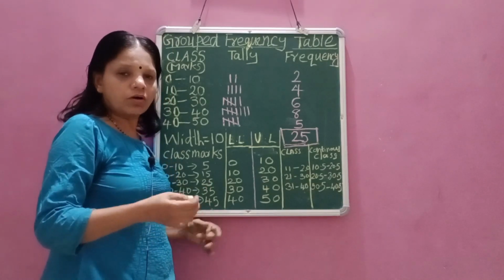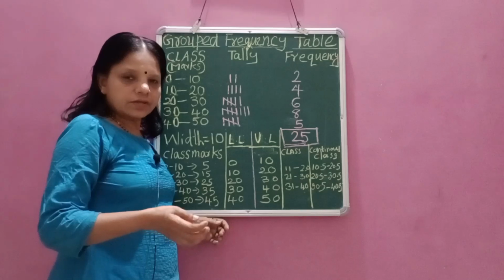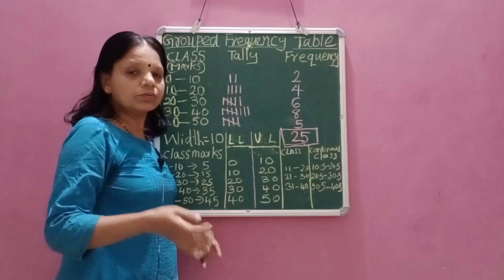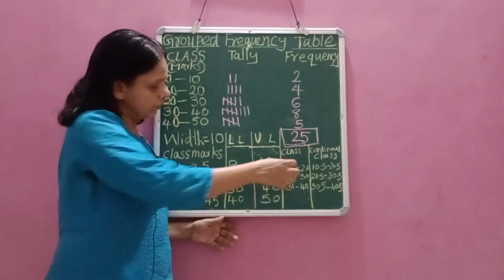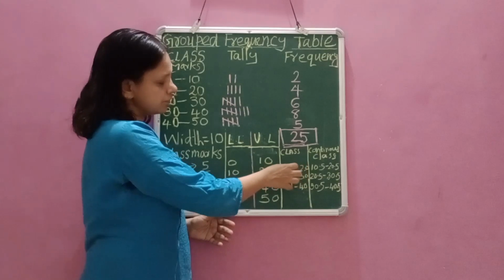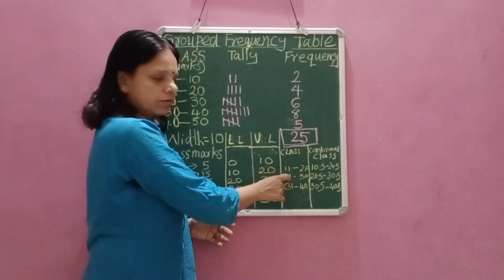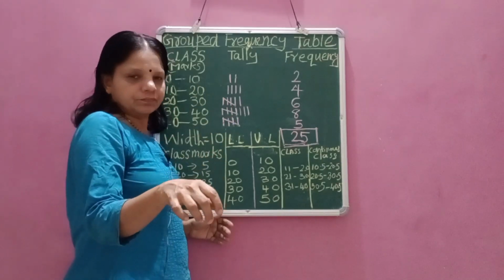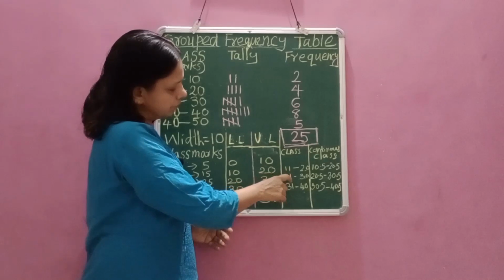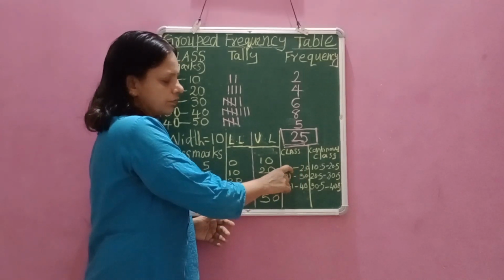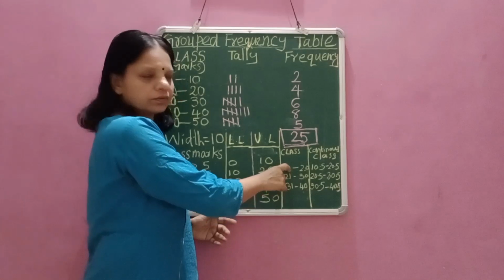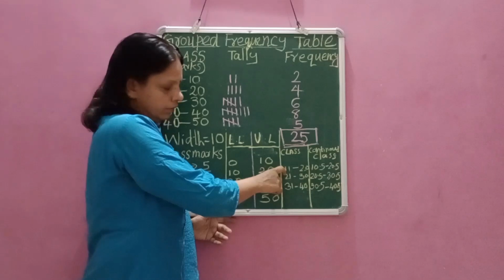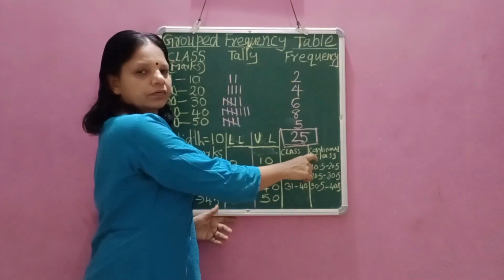So in order to solve that question, it is necessary that the classes be made continuous. How do we make the classes continuous in this case? What is the difference between the upper limit and the lower limit of the next class? 1. Take half of that, 0.5. So 0.5 you have to subtract from the lower limit and add to the upper limit.